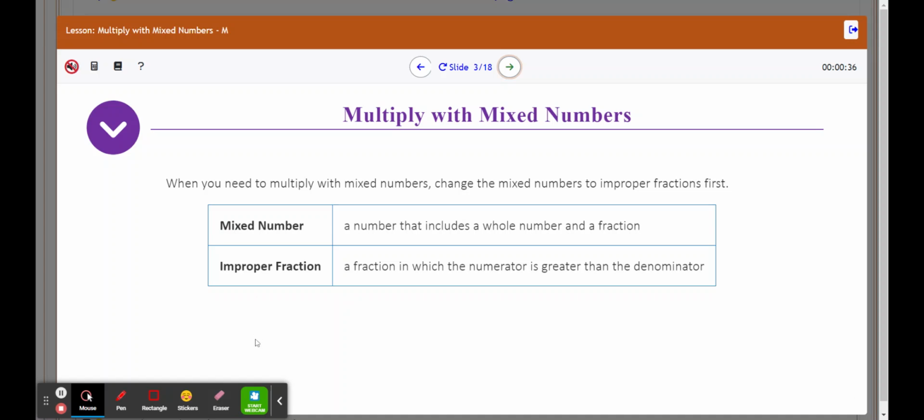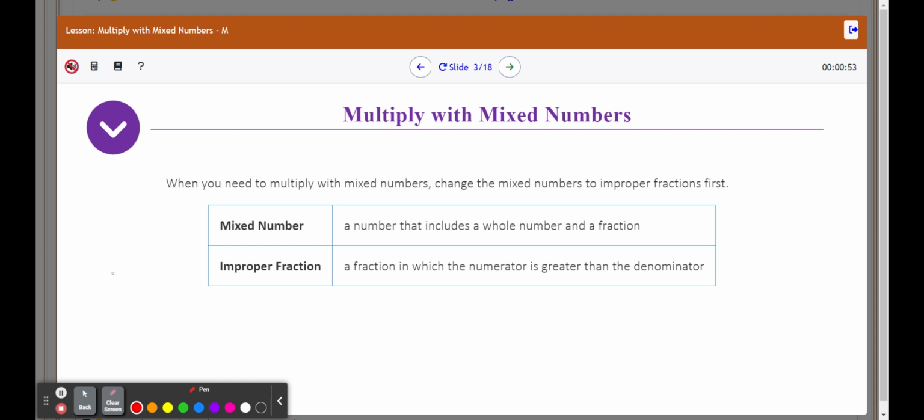Lesson number 15, multiply with mixed numbers. So a little bit of review. Before you can multiply with mixed numbers, and same with addition or subtraction, anytime you're working with mixed numbers, your first step is to change a mixed number into an improper fraction.